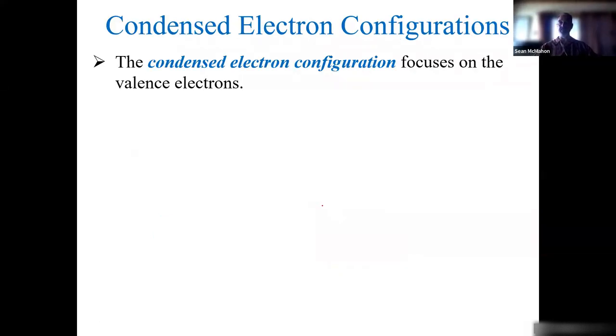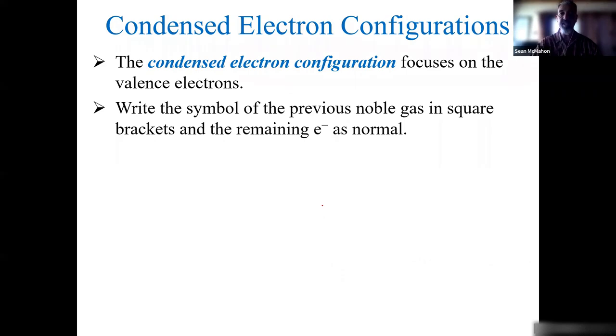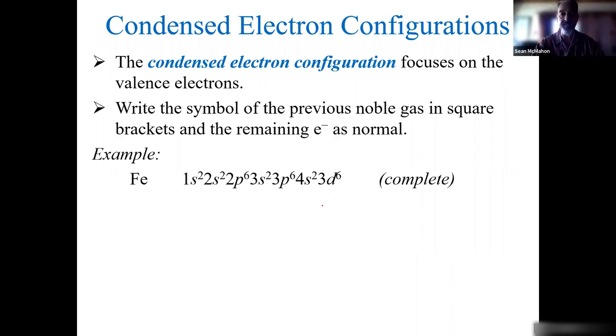So why am I bringing up core and valence? Because with electron configurations, there's the expanded electron configuration, and then there's the condensed. I like the condensed, although sometimes I will ask you to write the full electron configuration, but with the condensed I can use the previous noble gas, put it in brackets to show that those core electrons are filled.